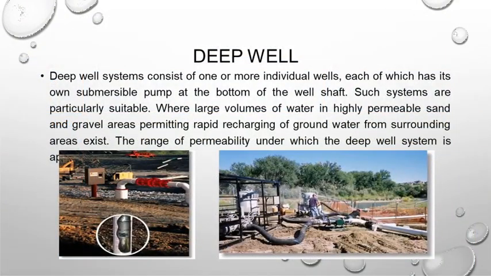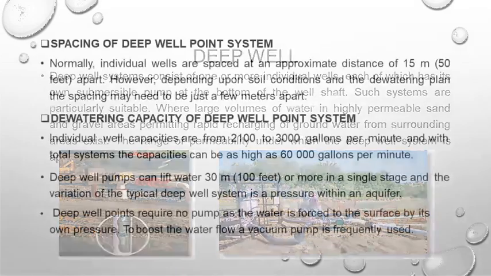Last, that is deep well. So the deep well system consists of one or more individual wells, each of which has its own submersible pump at the bottom of the well shaft. Such systems are particularly suitable where large volumes of water are present, in highly permeable sand and gravel areas permitting rapid discharging of groundwater from surrounding areas. The range of permeability under which the deep well system is used. Okay, this is the deep well system.